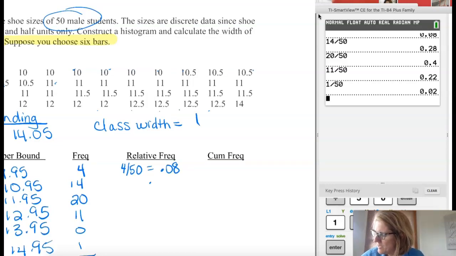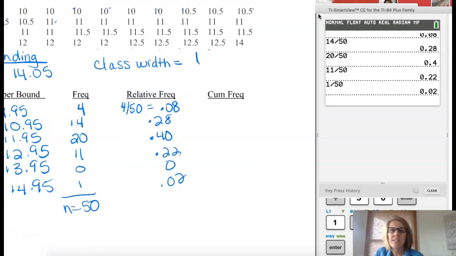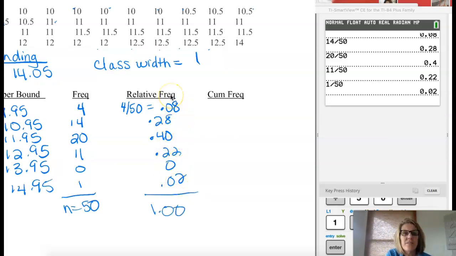So we have 0.08, 0.28, 0.40, 0.22, 0, and 0.02. Okay, now think of these, if we change them to a percent, remember changing these to a percent will move the decimal 2 places to the right. So this would be 8%, 28%, 40%, 22%, 0%, 2%. So they should all, if we have all of our data, total 100%, or this should add up to 1. So we add these up to double check to make sure they equal 1. Okay? And it looks like these do. Yep. Those add up to 1. Does that make sense, you guys?